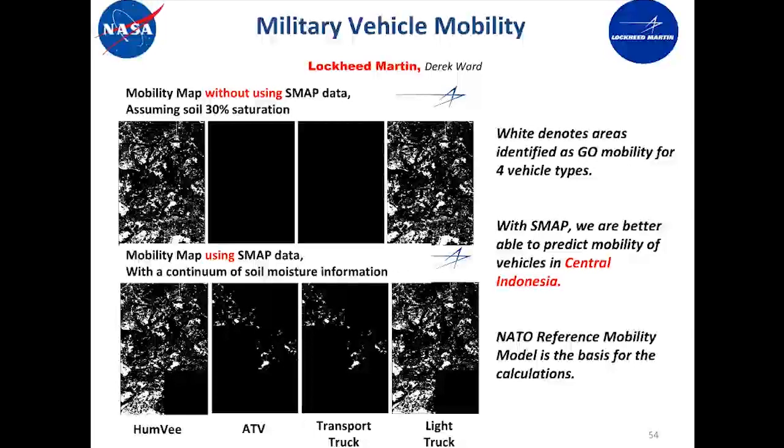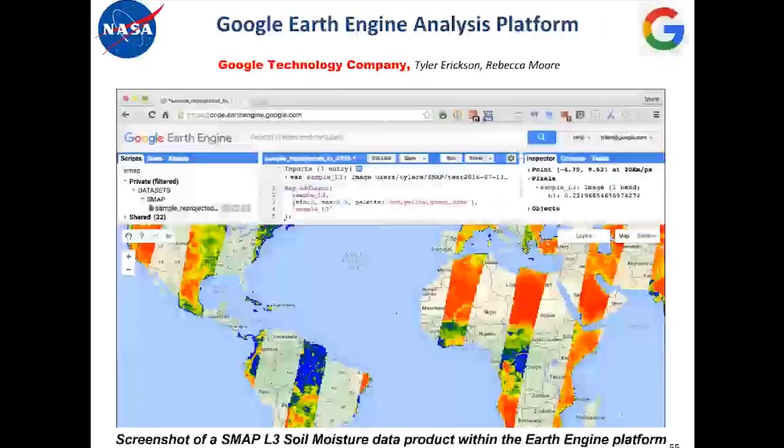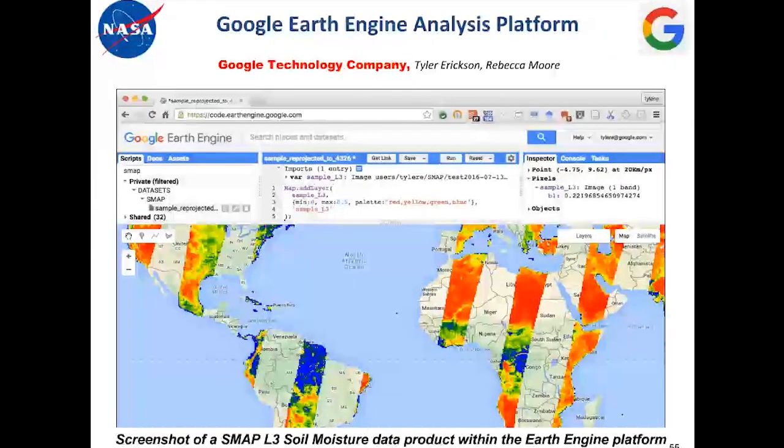Without SMAP data, the 2 center blocks on the top row are omitted completely. There's no opportunity for these 2 vehicles, the ATV and the transport truck, to pass through. However, when SMAP data was applied, the ATV and the transport truck did have opportunity for passing through areas. This is from central Indonesia, but they're looking at areas in Korea and Afghanistan. Obviously, in data poor regions, it's very important to understand where your vehicles may get stuck based on weight and soil strength. So we have 3 groups within DoD working on this, and they've all teamed up to give a better understanding of soil moisture capabilities.